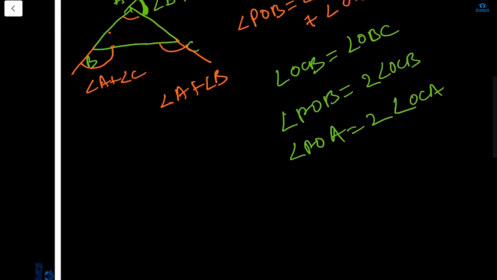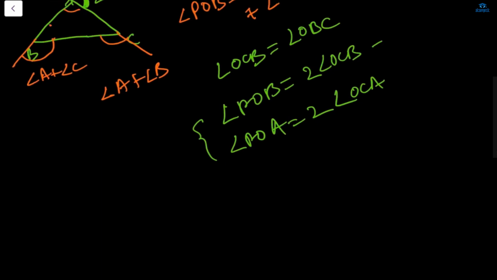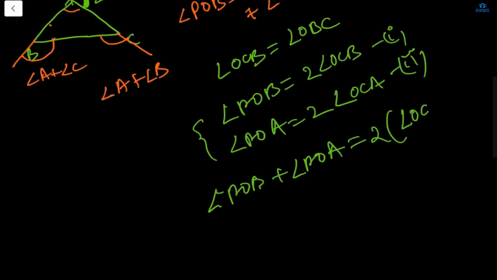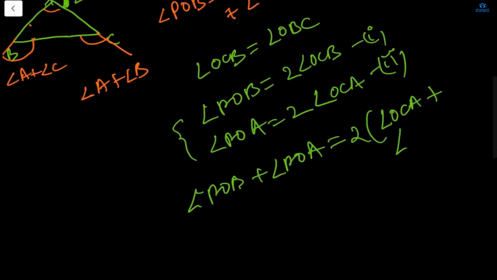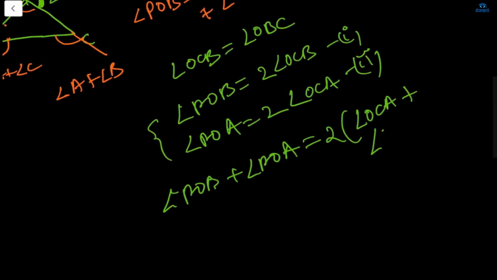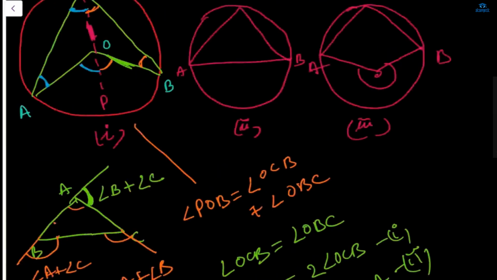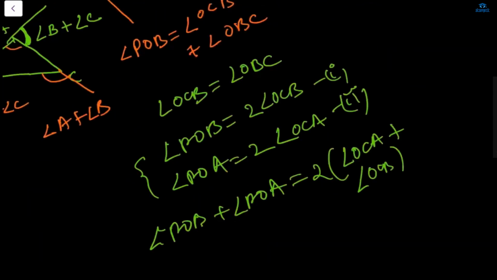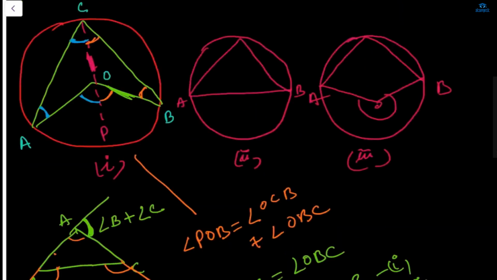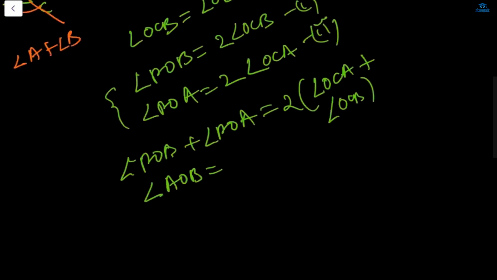Now, if you add these two equations, take it as equation 1 and equation 2, then angle POB plus angle POA is equal to 2 times angle OCA plus angle OCB. Now, if you see here, POA and POB together make angle AOB, and OCA and OCB together make angle ACB.